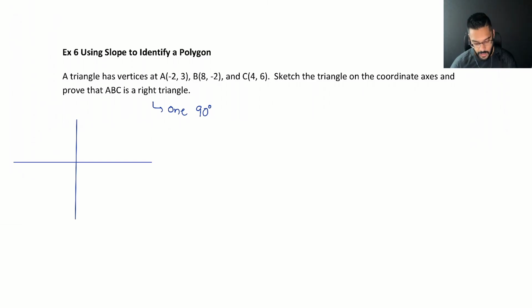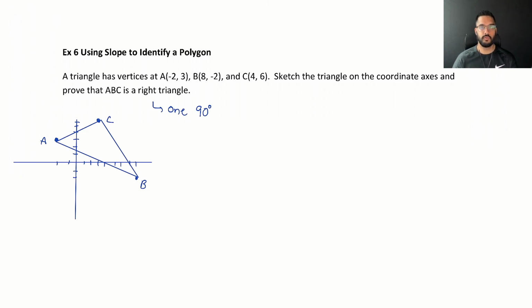So there's our grid. A is negative 2, 3, so negative 2, and 1, 2, 3. A is somewhere here. B is 8, negative 2, so here's B. And C is 4, 6, so here's C, roughly. Okay, not perfect, but does what we need. So here's my triangle. And again, not perfect, but it does give us something we need to look at.